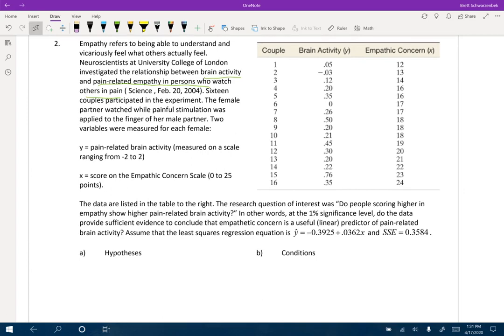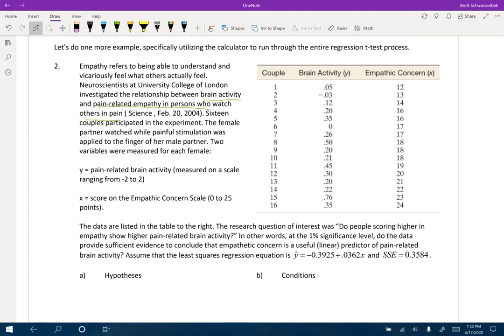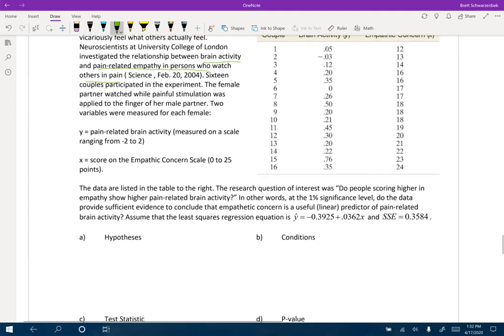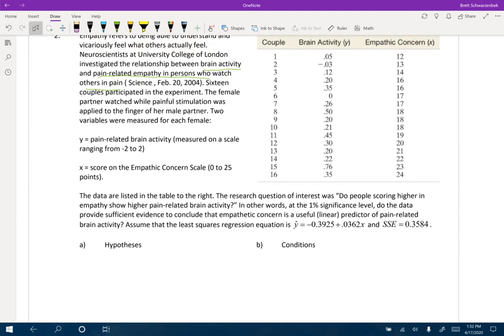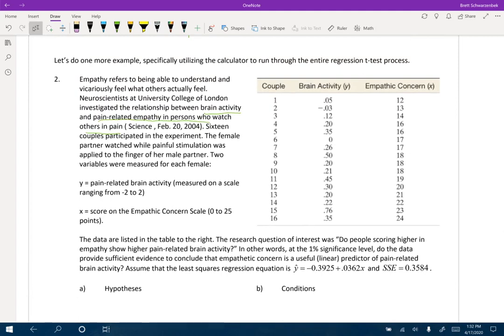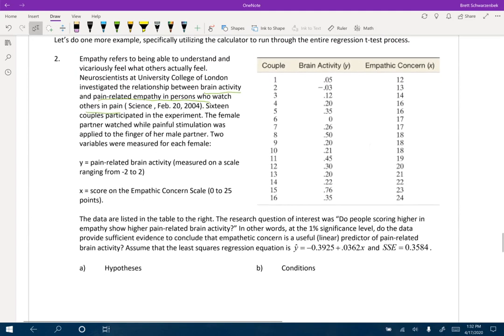It says the brain activity is going to be measured from -2 to 2, and the score on the empathetic concern scale is going to be from 0 to 25. So that's pretty much the setup. Note that the X and the Y variables are backwards here, so be careful of that.